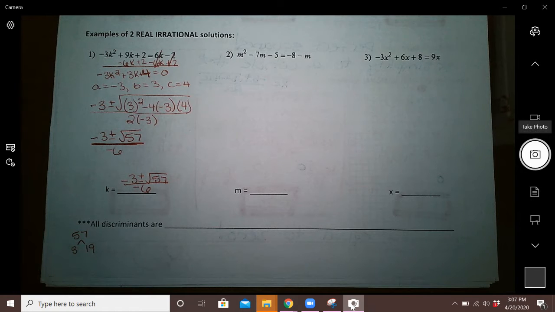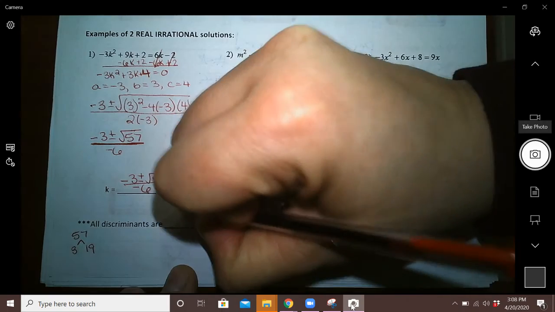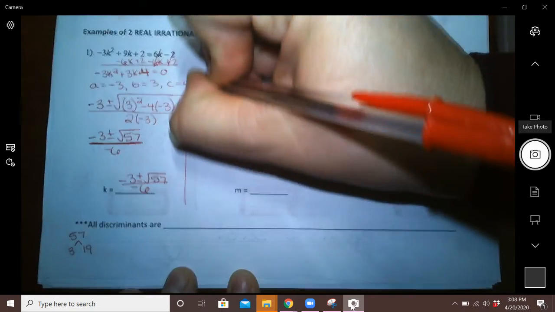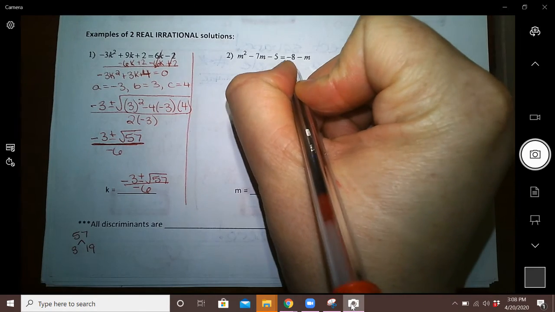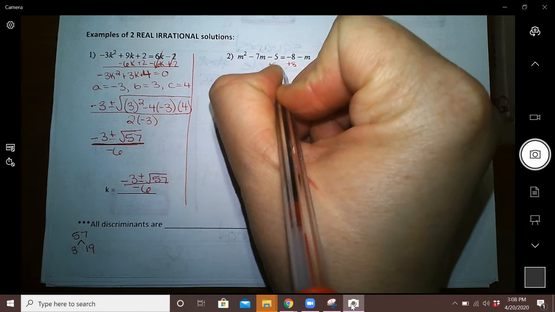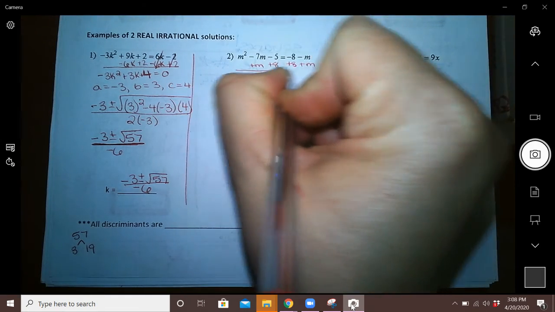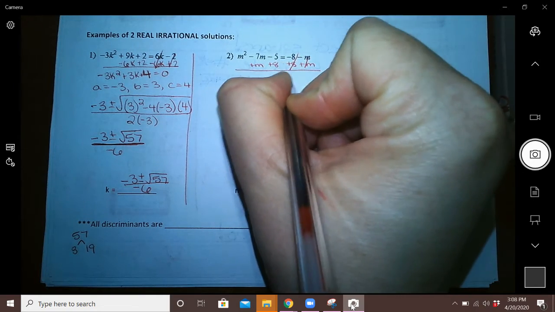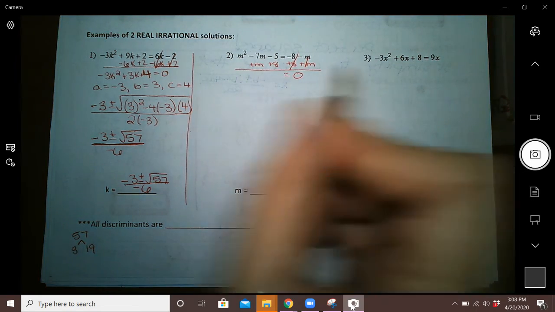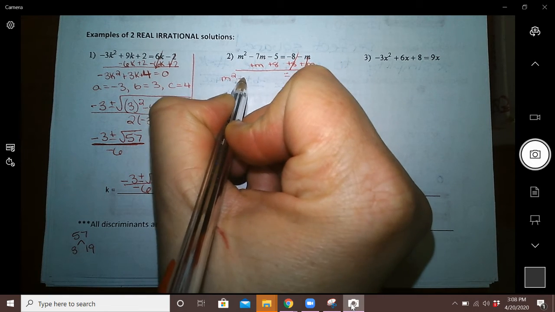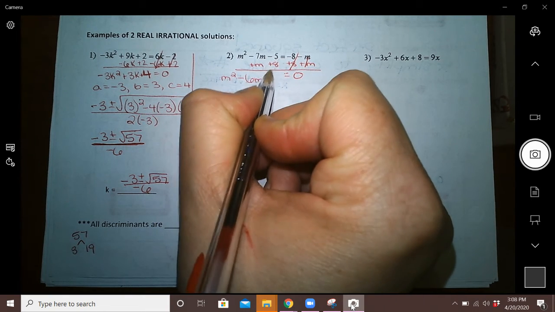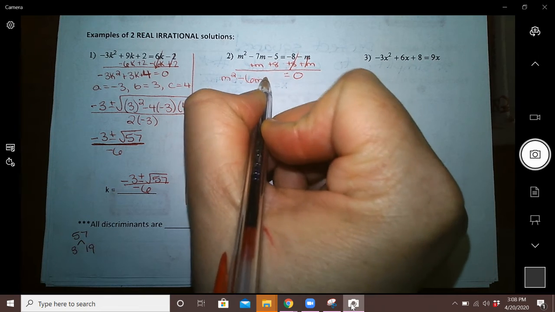Let's see a second example. Okay. Example number 2 is not in standard form. I think we're getting better at this, I hope. Move everything over. The goal is to have the right side equal to 0. So I'm going to add an m. So negative 7 plus 1 is negative 6. And I'm going to add an 8. Negative 5 plus 8 is positive 3.